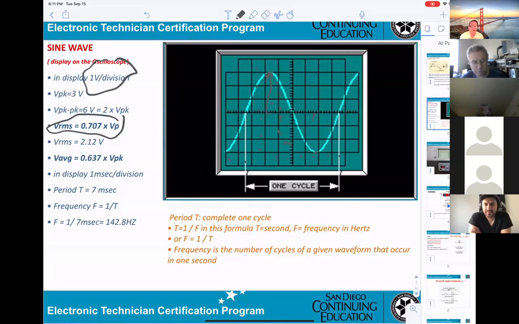Okay? So every time you see the signal displayed on the oscilloscope, you must be able to tell me, if I ask you, what V peak equals, what V peak to peak equals, what the period equals, what the frequency equals. That will be okay. So any question on that?